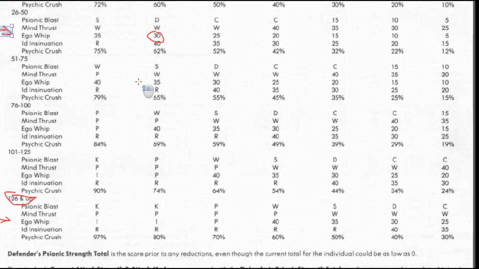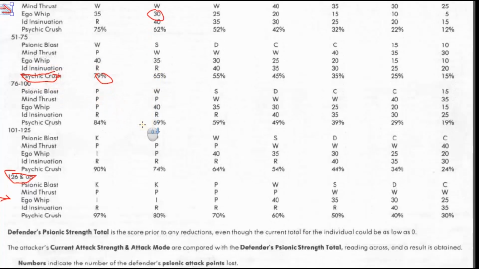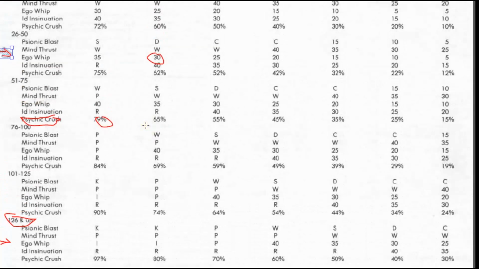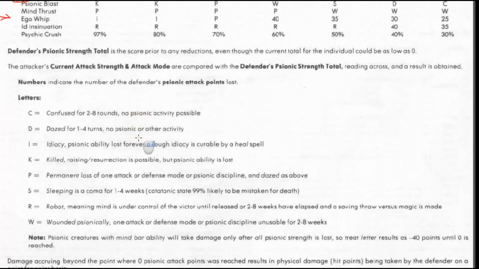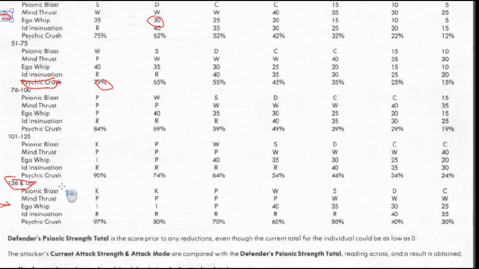If you choose a different thing, so the psychic crush, like we talked about before, now your percentages are a lot bigger, a lot higher. And that means that you have a much higher chance of actually just outright killing him. And then there's some other things in here, and here's the codes. You can confuse him. You can be dazed. He can be reduced to gibbering idiocy. He can permanently lose one of his attack or defense modes. He goes to sleep. He becomes a robot. He's wounded. There's just stuff like that.